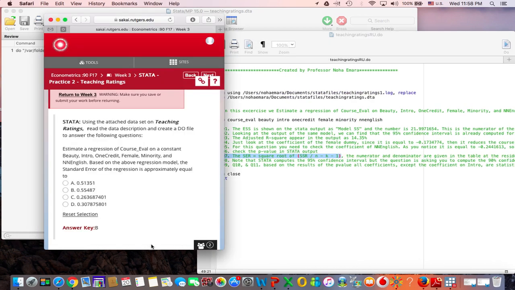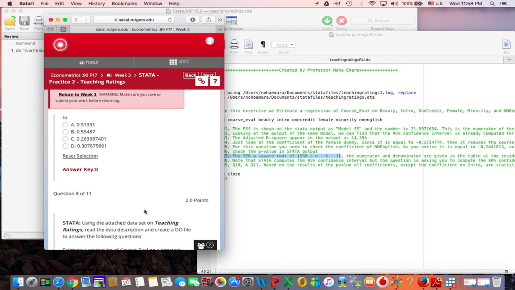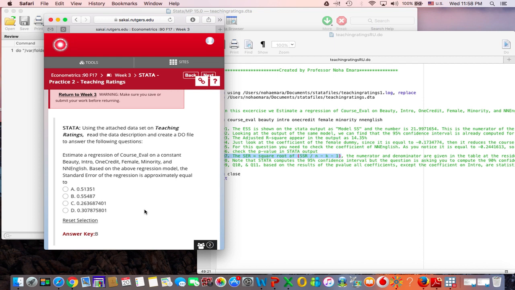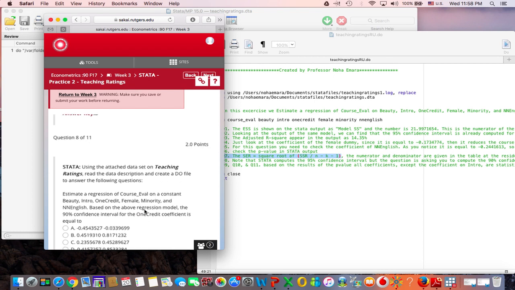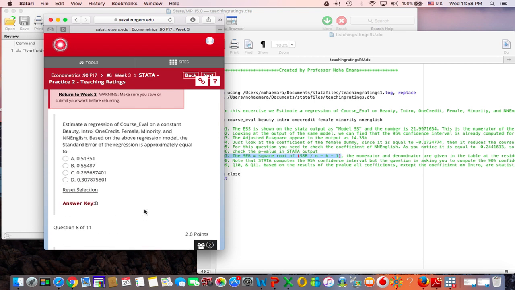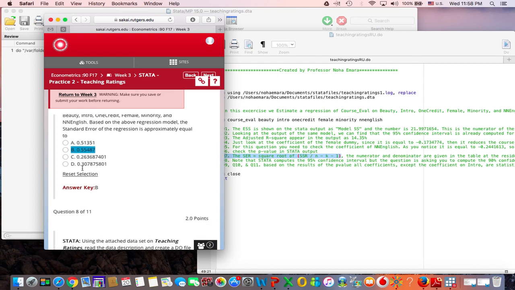Also, in the feedback, when you click on feedback, you should also be able to get the detailed computation. So when you click on feedback, you should be able to see the number. So you will be able to get B as the correct answer.